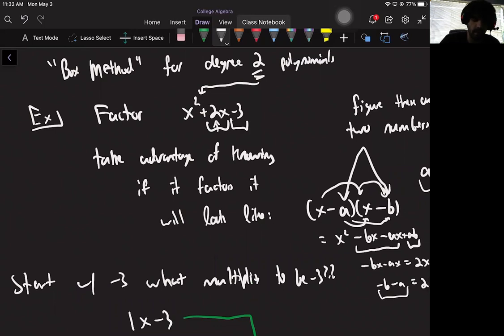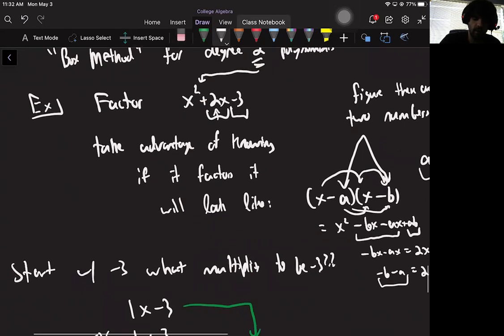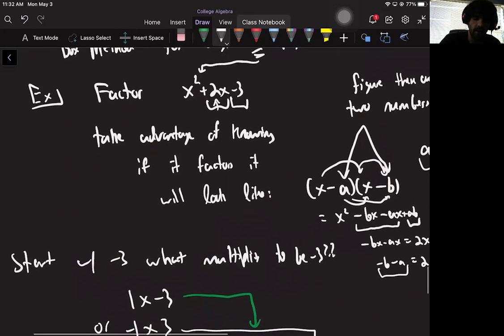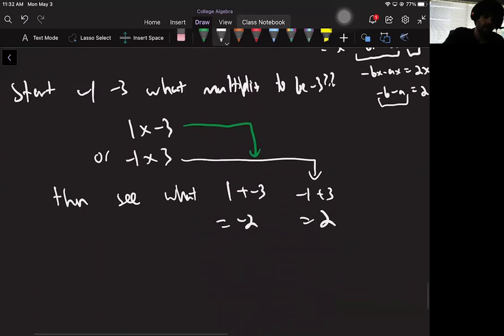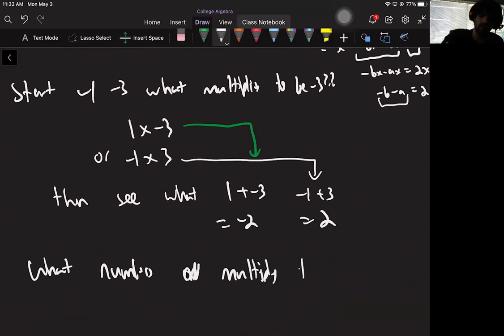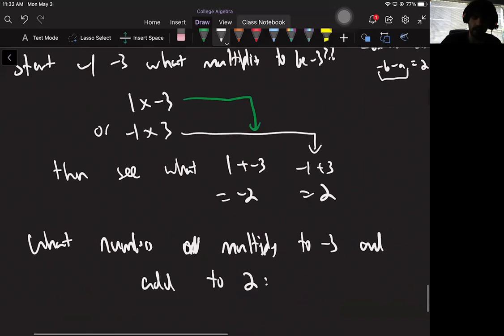So that's the idea. I have to think about what numbers multiply to be negative 3, but also add up to 2 at the same time. That's what we're asking about. So what numbers multiply to negative 3 and add to 2? And the answer is 1 and negative 3 do this.